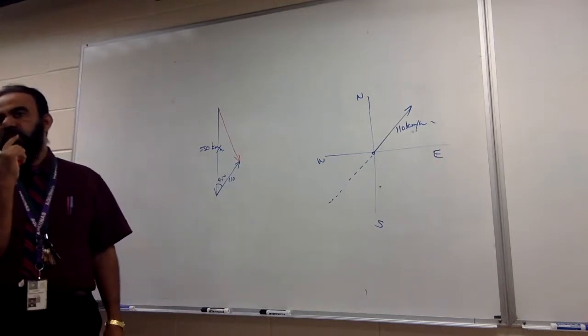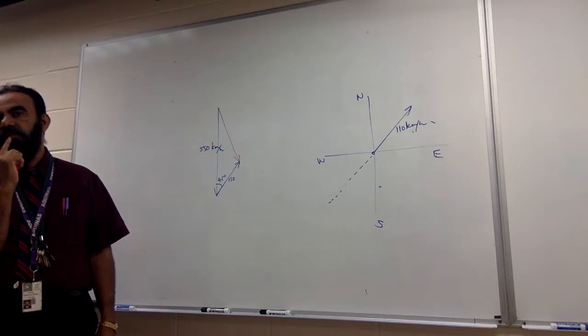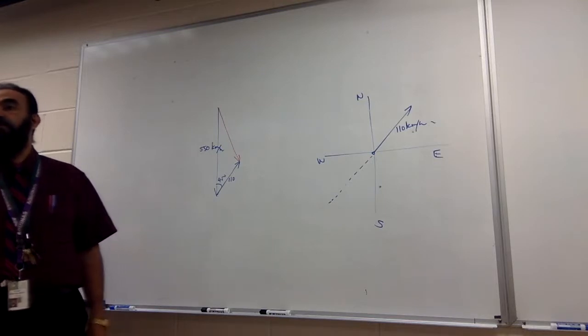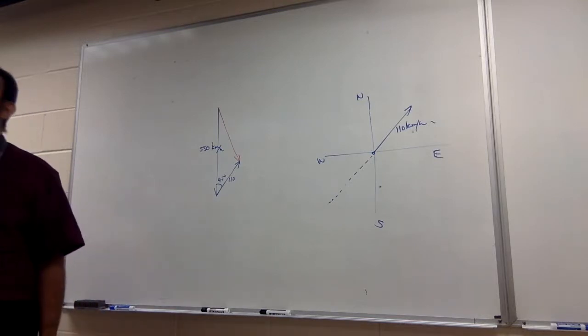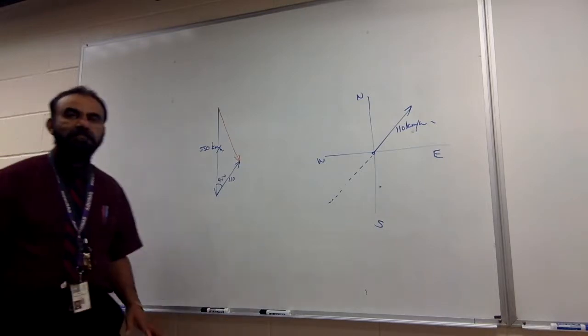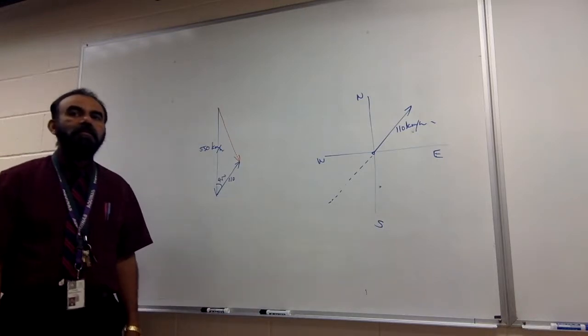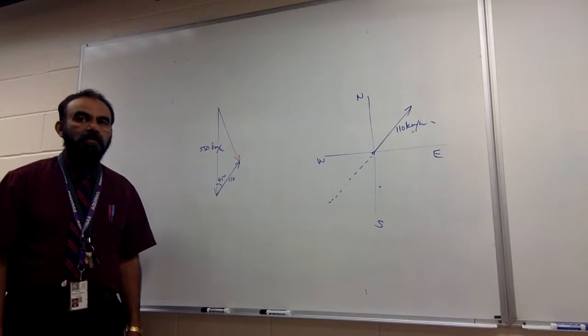Is the question asking for magnitude and direction? It wanted to know the speed of the plane. Only the wind speed, or the velocity? Velocity. The plane was traveling at 550 and then the wind started blowing, and it wanted to know what the velocity was after the wind started blowing.